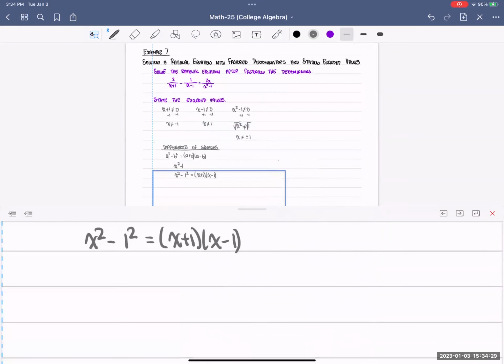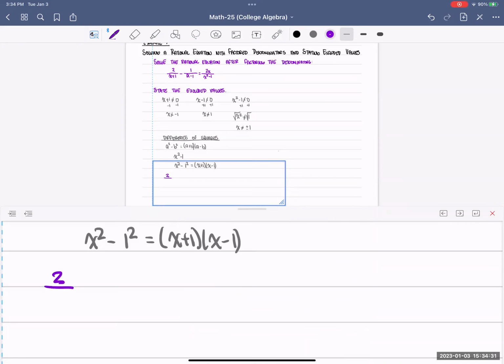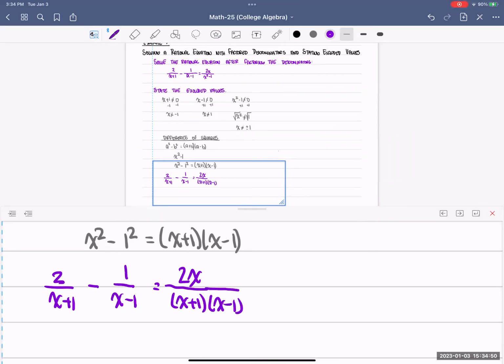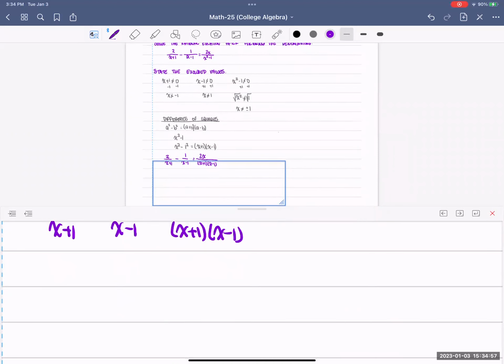So we have 2 over x plus 1 minus 1 over x minus 1 is equal to 2x. We just factored x squared minus 1 to be x plus 1 and x minus 1. And now that we have that, it'll be really easy to find our LCD, our least common denominator.